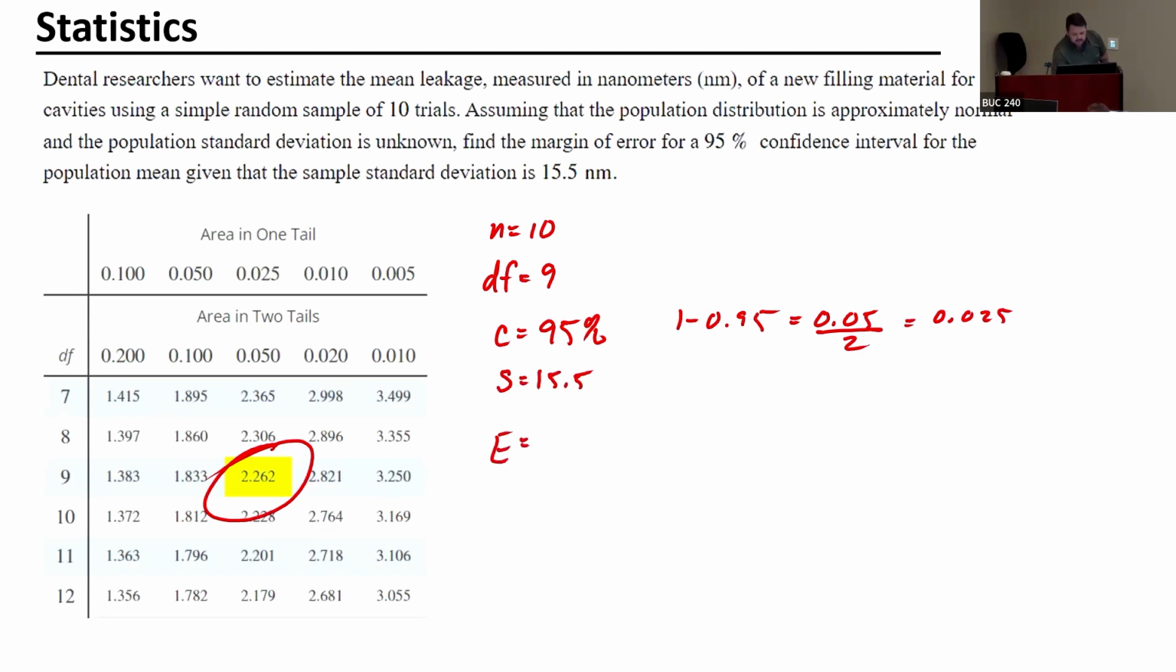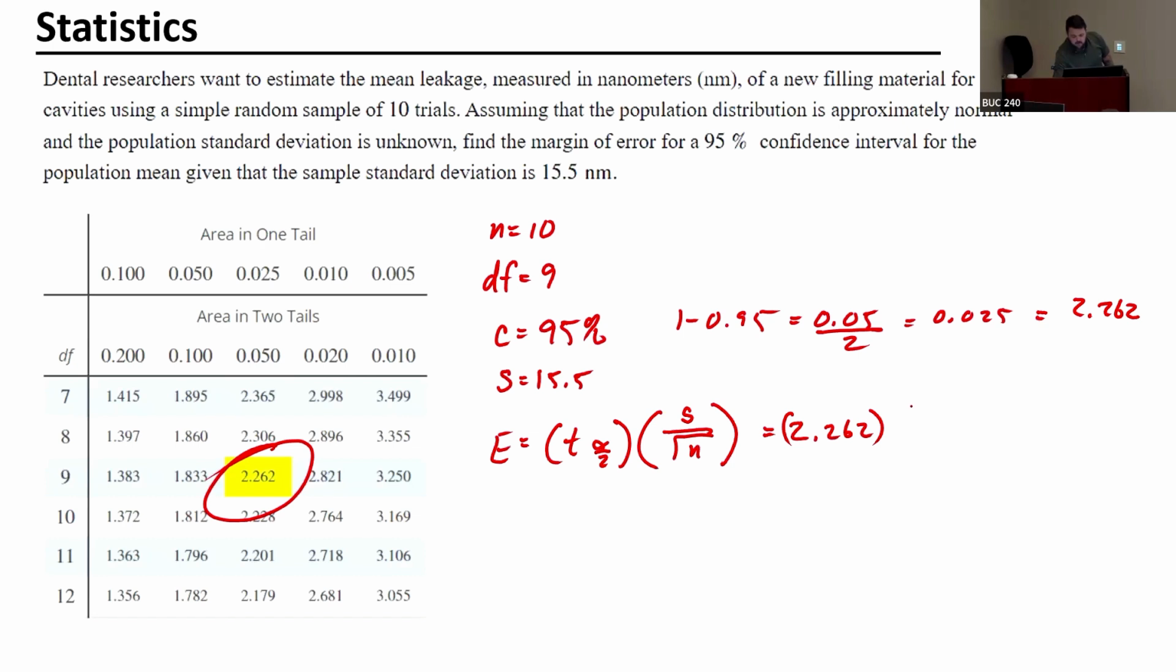Then we can calculate E, being your t alpha over 2, multiplied by your sample standard deviation, divided by the square root of your sample size. And there's your formula. Remember, this would have ended up equaling that 2.262. So that would have been 2.262 times 15.5 divided by the square root of 10.